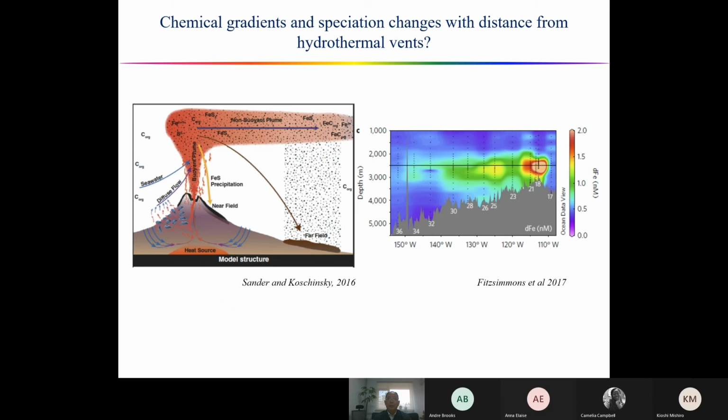Another question can be, what are the chemical gradients and the speciation changes with the distance from hydrothermal vents, which will also greatly influence the biological activities. There are some studies in other ocean regions, but not here in the Indian Ocean.